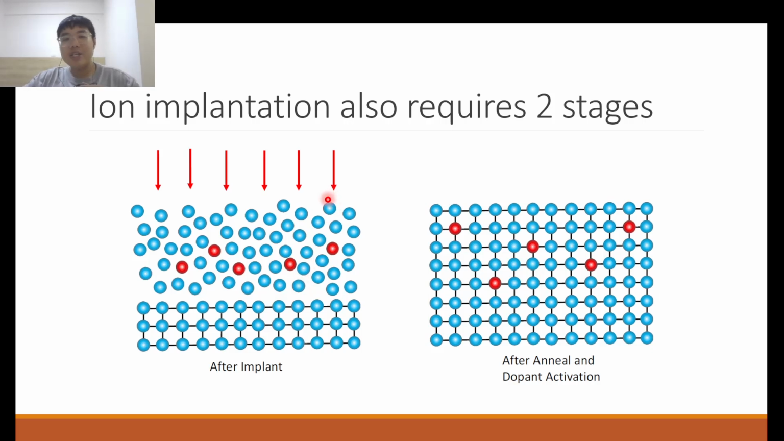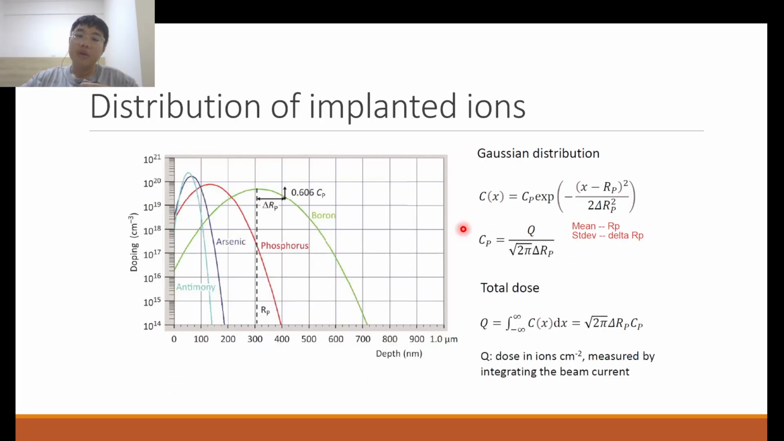So ion implantation also requires two stages, because oftentimes when we implant it, right, the lattice is damaged. We need an anneal step. The anneal step not only heals the lattice, but also ensures that your dopant atoms occupy the substitutional sites and therefore are electrically active.